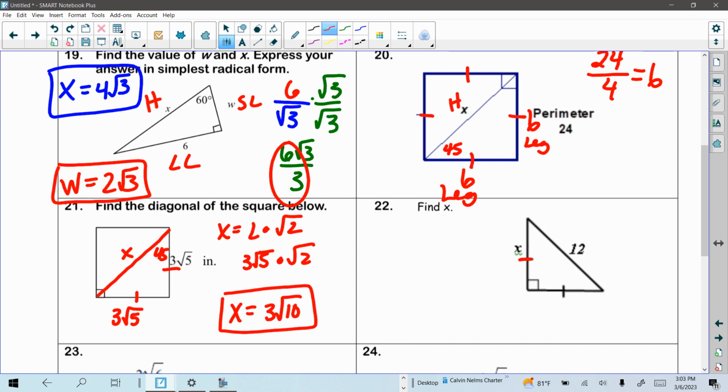Here, the tick marks are letting us know that this is 45. And so your 12 is your hypotenuse. We're trying to get back to a leg. Whenever you go from a leg back to a hypotenuse, back to a leg, you're going to have to divide. So just to get you started, this 12 is divided by root 2. Sorry. And then you need to rationalize this because you can't keep a radical in the denominator. So I'll let you finish that one.